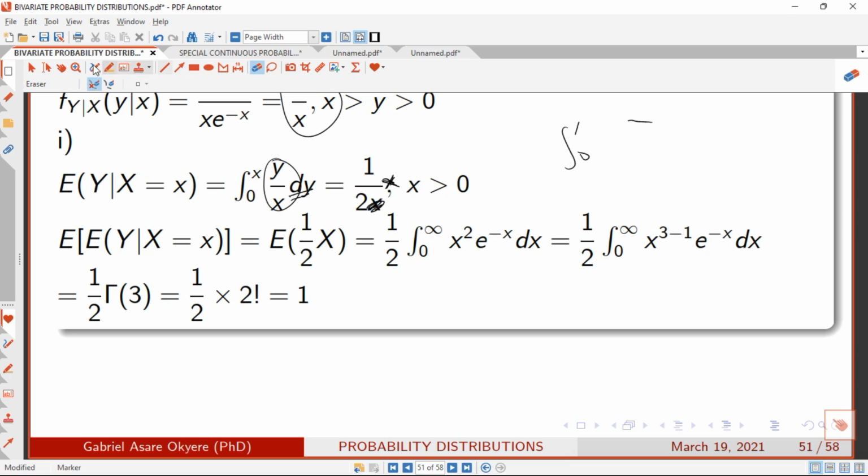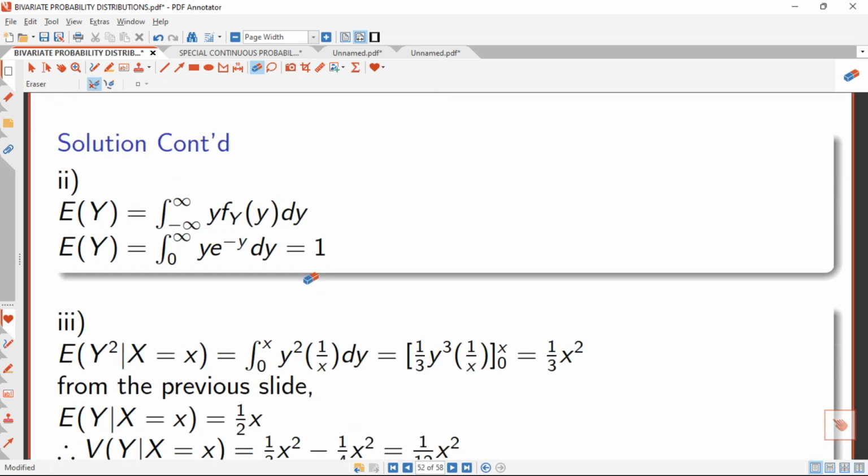We are going to get gamma of 3 here. Gamma of 3 is equal to 2 factorial. So you are going to get 1 over 2 times gamma of 3, which is equal to 1 over 2 times 2 factorial, which is equal to 1, right? So that is our answer to that particular question. Yes, so that is for part I.